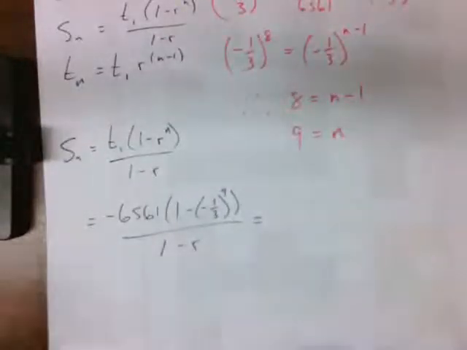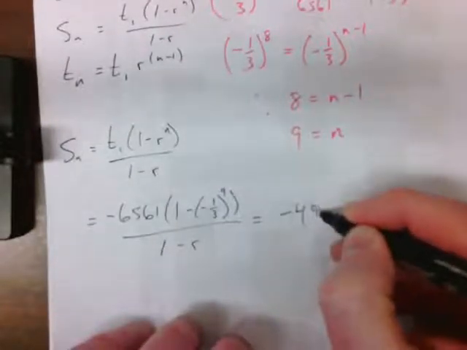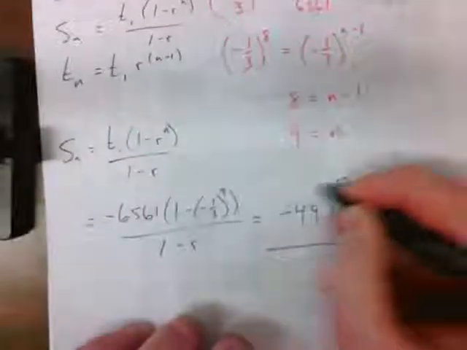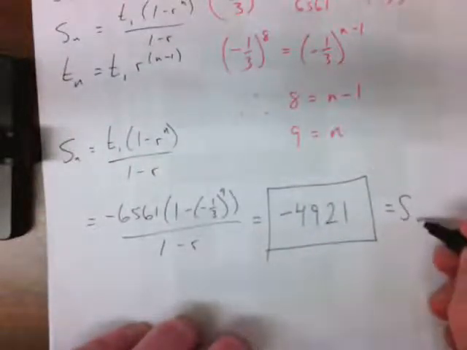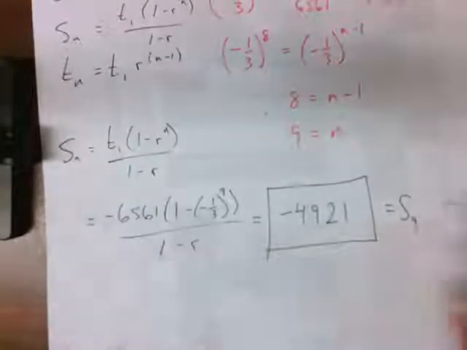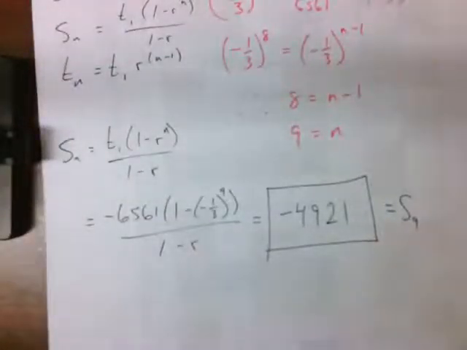Negative 4921. Negative 4921. Sn, or S9. Hopefully that makes sense. Let's check my answer, make sure I didn't make any mistakes. No, we're good. Hopefully that makes sense.